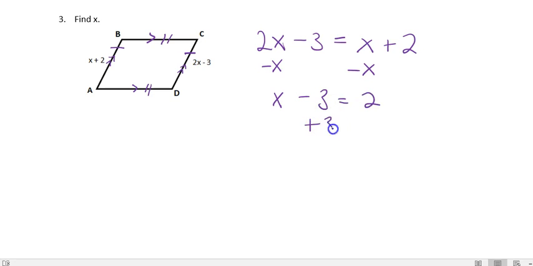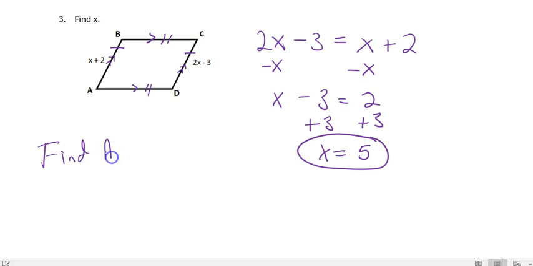And then I'm going to add 3. And I'm going to get x to be 5. And in this case, it did ask us to find x. They could have reworded the question and said, say, find AB, or the length of AB.